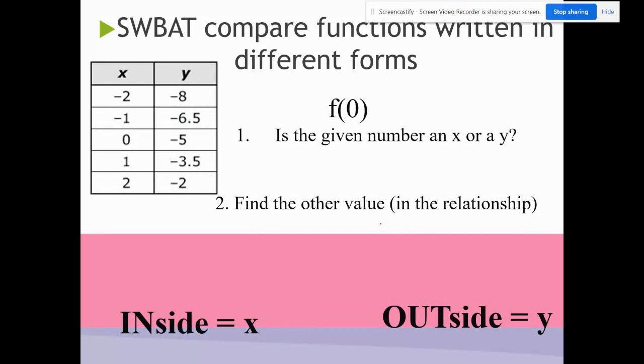All right. The 0 is on the inside. So let's write inside. And I know that insides are x's, outsides are y's. So this is an x value. I'm telling you that the x inside the parentheses is 0. We're going to have to figure out what y is. So let's look at the table and see if we have 0 on the x side. 0 on the x side? Yes, there it is. So that is telling me that 0 is in a relationship with -5.